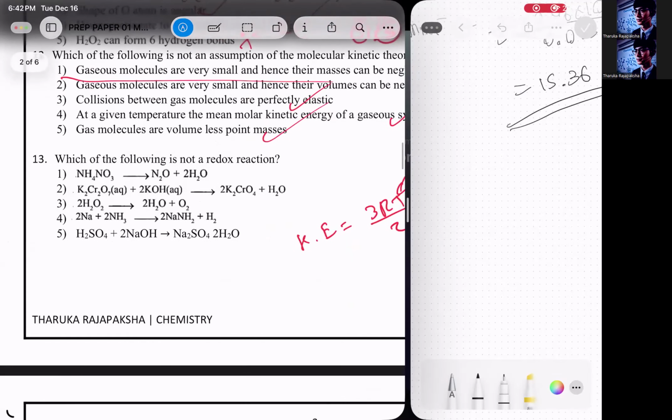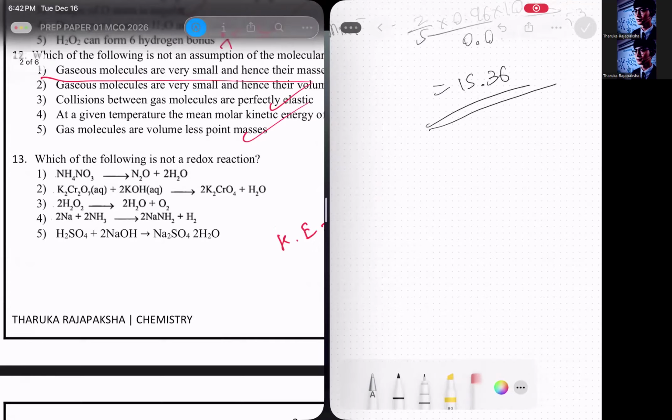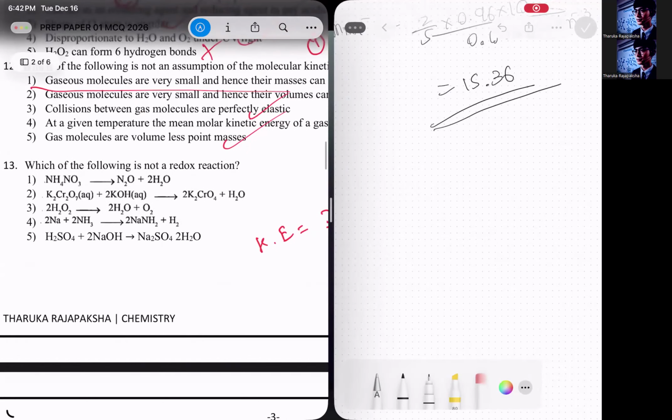Question number 13. Which of the following is not a redox reaction? So ammonium nitrate, that's a redox reaction that's happening there. Second one, dichromate reacting with KOH in the basic medium, this is not a redox reaction. And the fifth one is also not a redox reaction. This is a disproportionation reaction, which is also redox. This one can be taken as a redox reaction. Then you can have two answers actually, answer 2 and answer number 5.